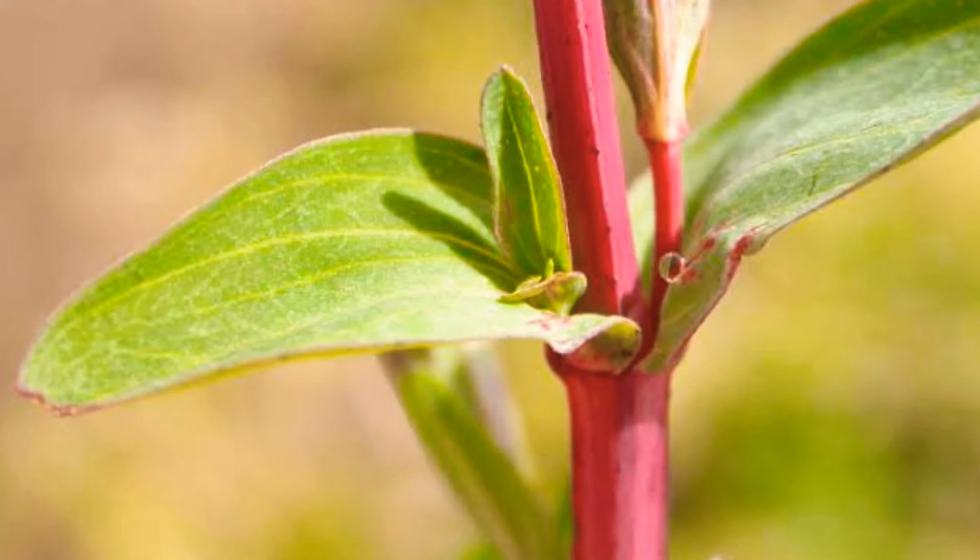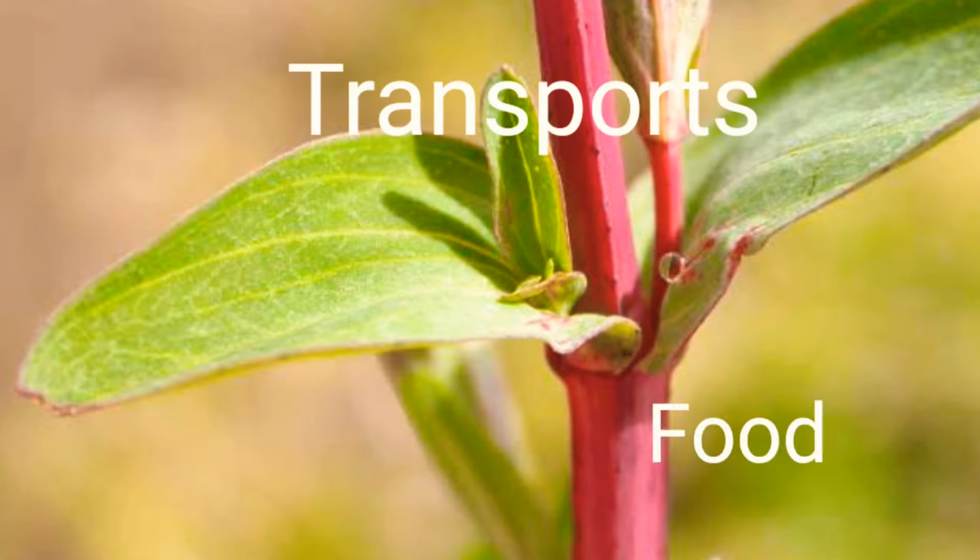Now let's go to the stem. The stems bear the leaves, buds, flowers, and fruits of the plant. Stems space themselves out and hold the leaves up to get air and enough sunlight. Stems transport food and water throughout the plant.